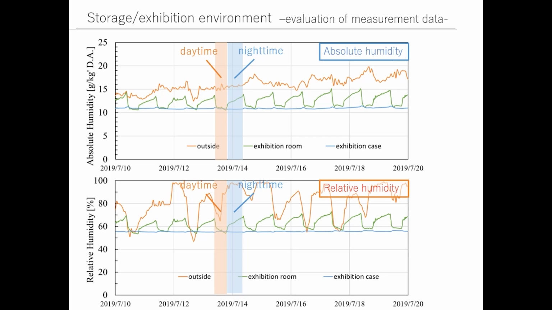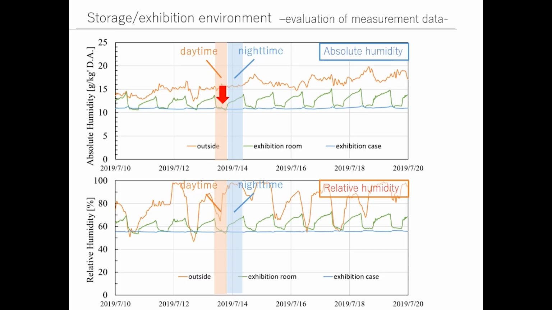Focusing on the absolute humidity in the exhibition room, it can be seen as repeatedly increasing and decreasing every day. During the daytime, air conditioning dehumidifies the exhibition room, so the absolute humidity is seen to decrease sharply. On the other hand, at night, the air conditioning is turned off and no dehumidification takes place. At the same time, the outside air gradually leaks in, so the absolute humidity gradually increases and approaches the outside air value.